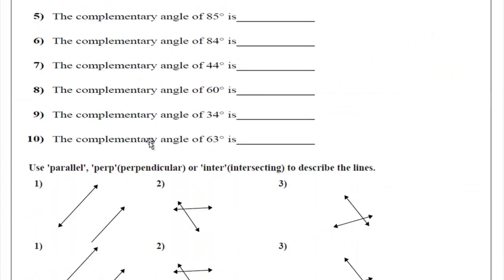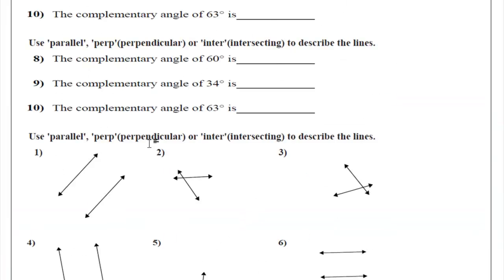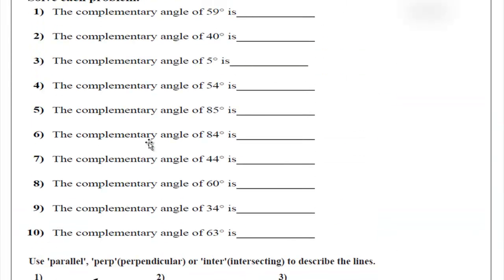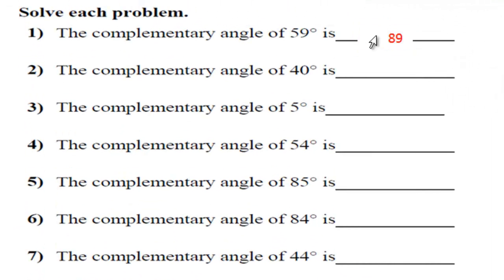Let's see the second one. We have here complementary angle of 59. What's the meaning of complementary angle? Complementary angle means angles with 90 degrees. Two angles, if you add together, it will give you 90. So I have 59, 90 minus 59. It will be 31.